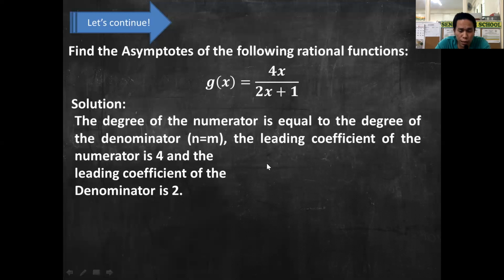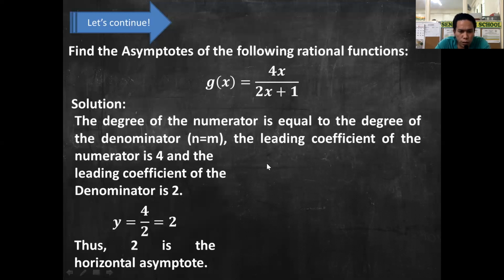So, pwede mo silang i-divide. Since our coefficients are 4 and 2, y is equal to 4 divided by 2, or equal to 2. Thus, 2 is the horizontal asymptote. Napakasimple lang. Kapag equal yung kanyang exponent or degree, we're just going to divide the leading coefficient, or leading numerical coefficient to be exact, that is 4 and 2. So, 4 divided by 2 will give us 2. Therefore, 2 is the horizontal asymptote.